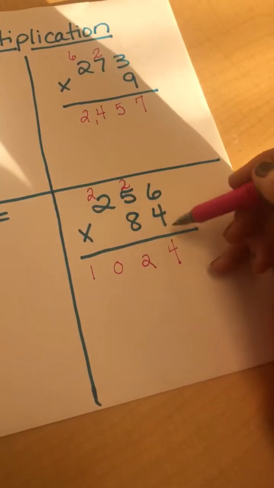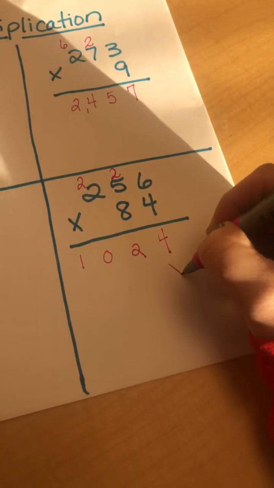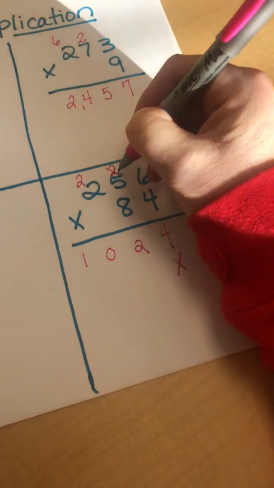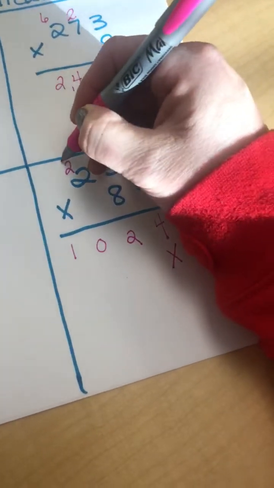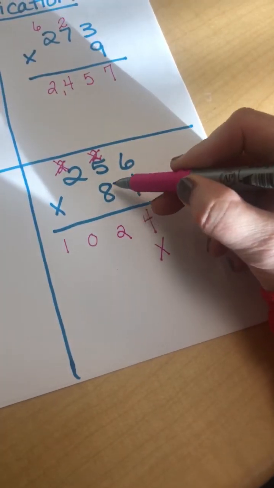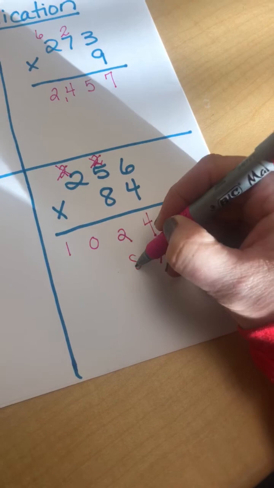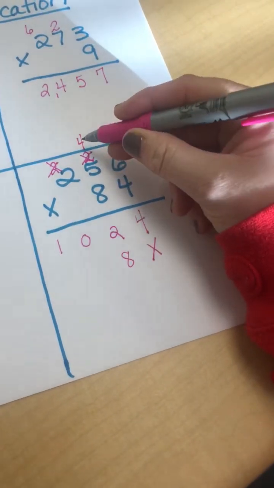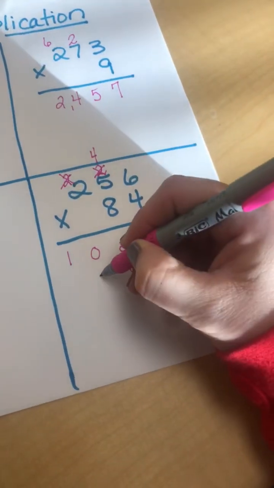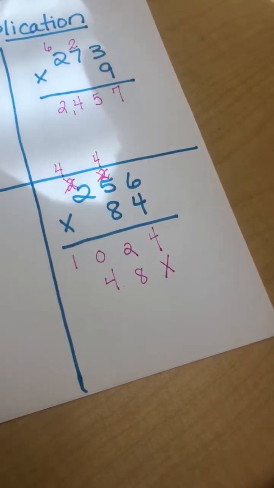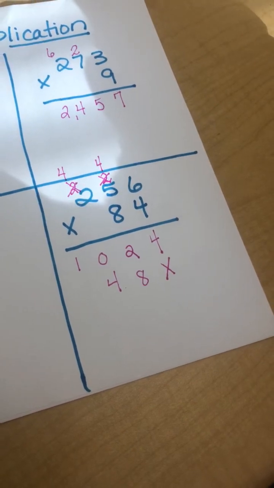Okay, so at this point the child would have to know that this place value cannot be used anymore. They would have to know that we are not using these anymore. We are not using this anymore. And now we are going to start with the 8 and say 8 times 6 is 48. 8 times 5 is 40 plus 4 is 44. And 8 times 2 is 16 plus 4 is 20.